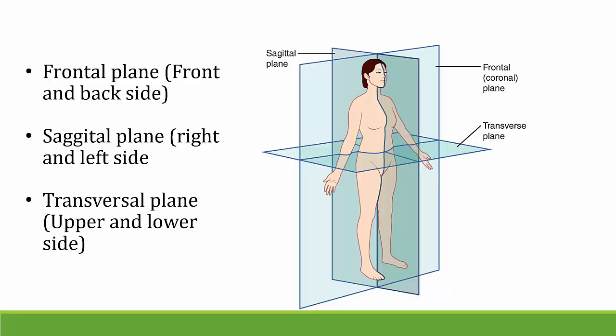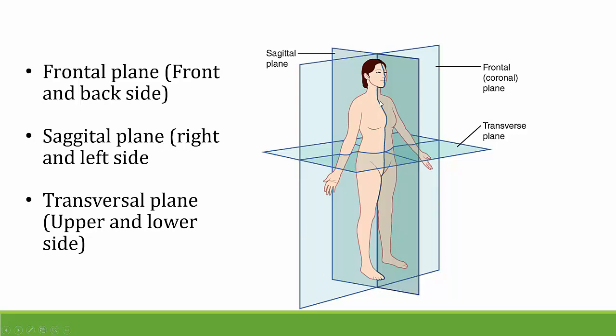Next in line are the body planes. The human body can basically be placed into 3 different planes. Let's start off with this plane, the frontal plane. The frontal plane divides the body into a front side and back side. Here we see the frontal plane.